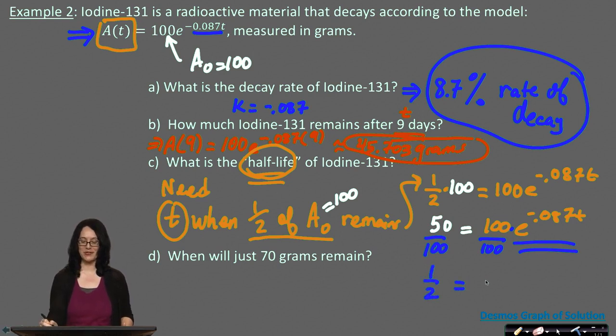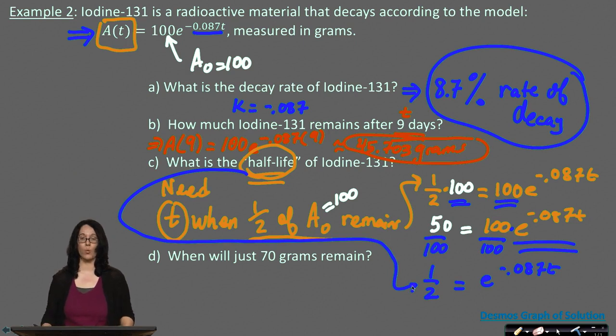1/2. Interesting. If you're wondering, Professor, is that always going to happen when I'm looking for half-life? The answer is yes, because it didn't matter what the initial amount was here and here, right? You're going to divide by 100. That initial amount goes away. You just get half every time. So when you're solving a half-life problem, if you're looking for half-life, you could start out by just saying 1/2 equals e to my decay rate times t.